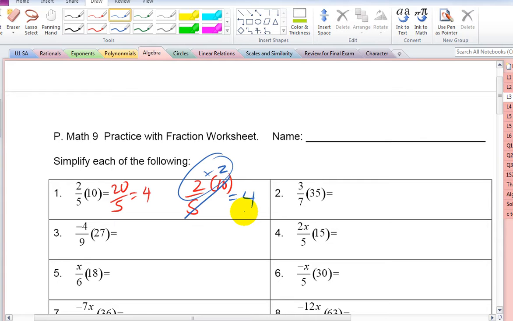That's what we're looking to do. So what are we going to divide the 35 by? No, what are we going to do 35 by? 7. And what's remaining? 5. So now we have 3 times 5, that equals 15. Okay. What's 27 divided by 9? 3. 3 times negative 4? Negative 12. Good. Keep next one.